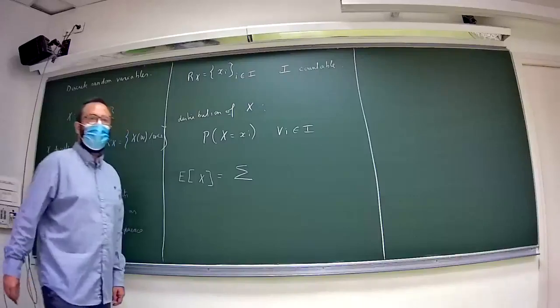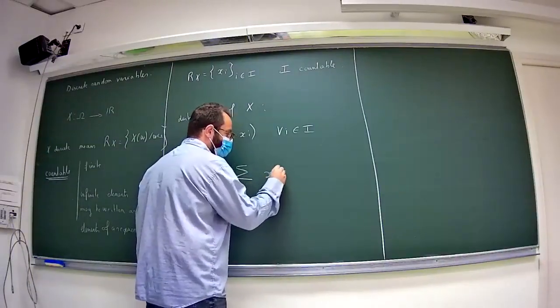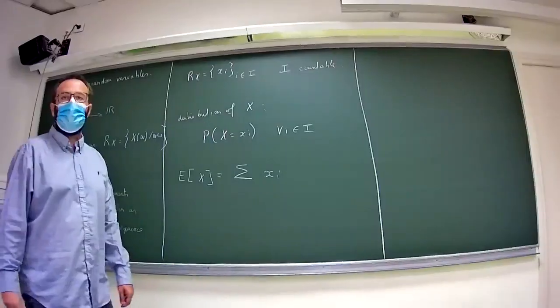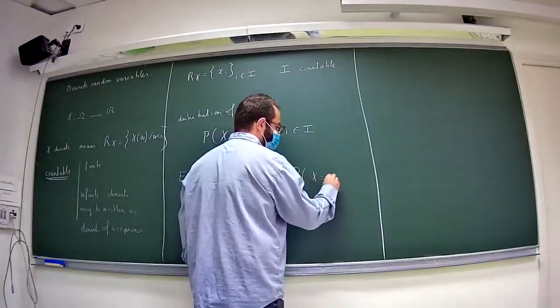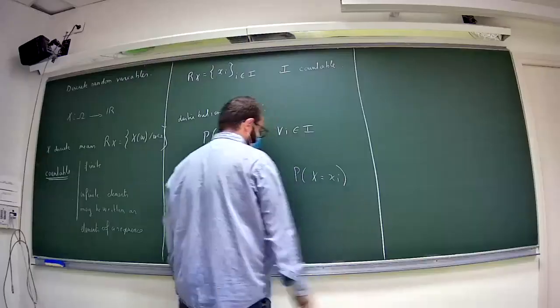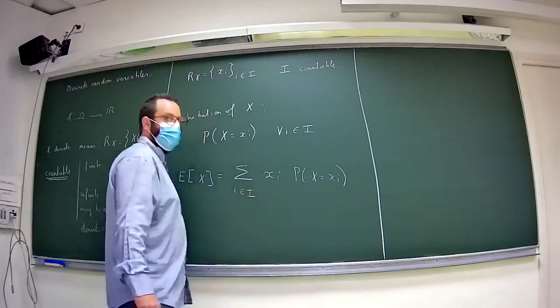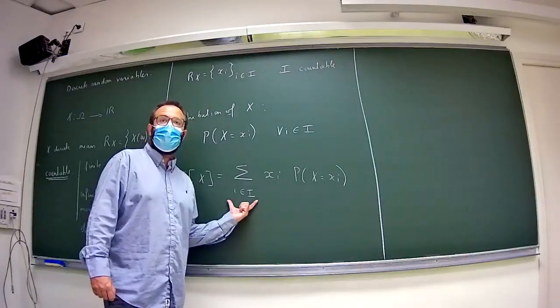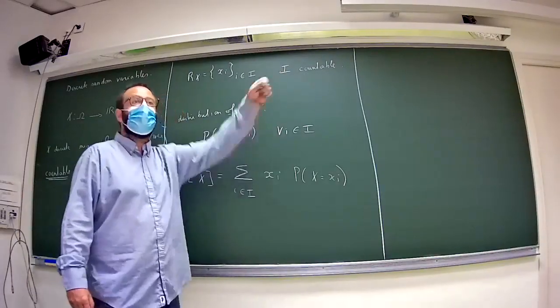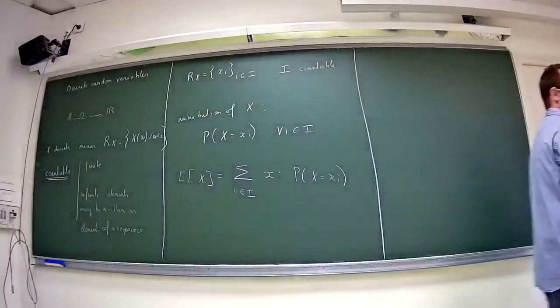It's the sum of all the possible values of capital X multiplied by the probability that capital X is equal to this value. And it's a sum over capital I. So here I repeat, you have a finite sum or a sum that will be indexed by a subset of the integers in general.